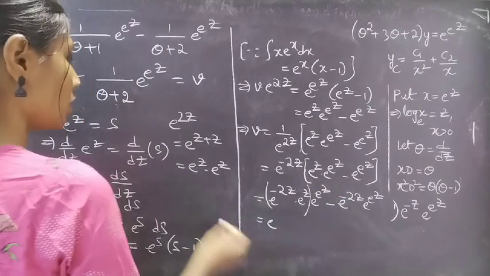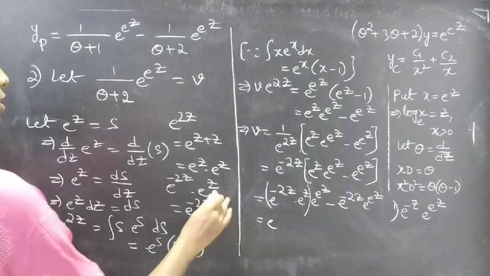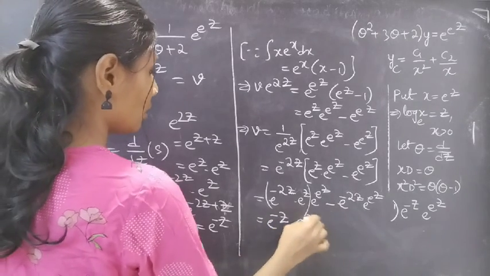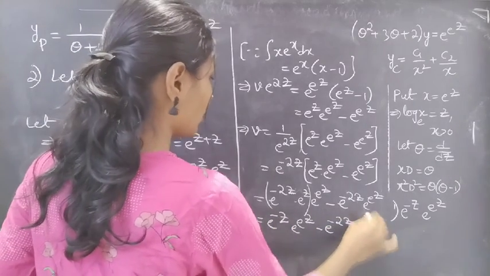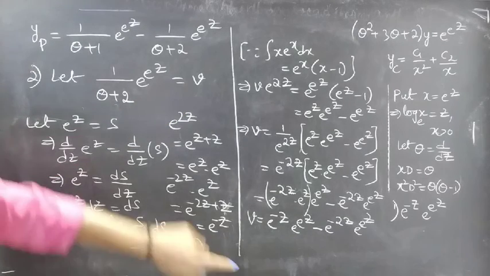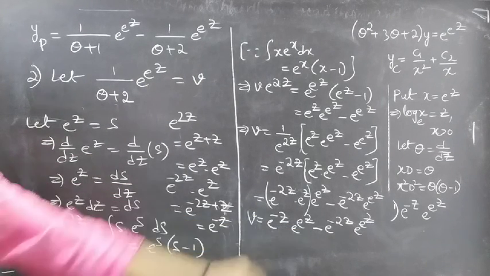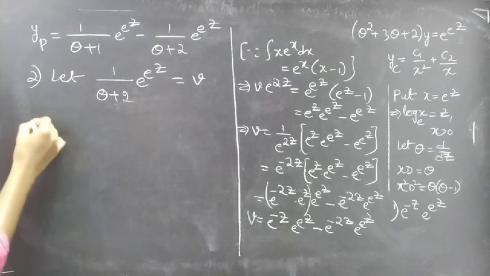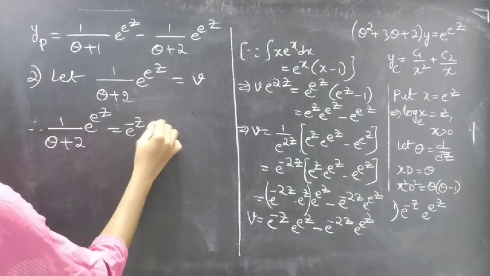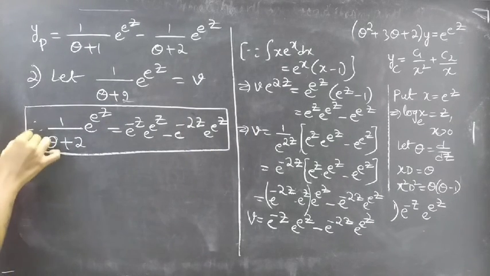See, e power minus 2z into e power 2z: adding the powers, we get e power minus 2z plus z, and minus 2z plus z is minus z. So from this we'll get e power minus z into e power z minus e power minus 2z into e power z. So we got v now. Now replace v by the result obtained from the second one, which is e power minus z into e power z minus e power minus 2z into e power z. Therefore, 1 by (theta plus 2) into e power z equals v. So this is the result obtained from the second term.